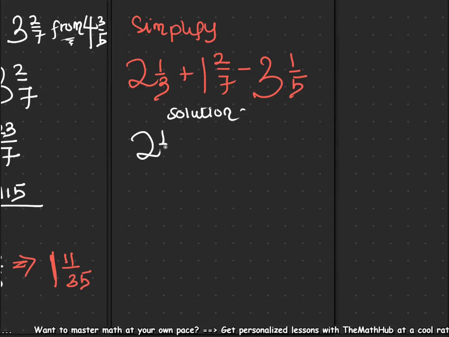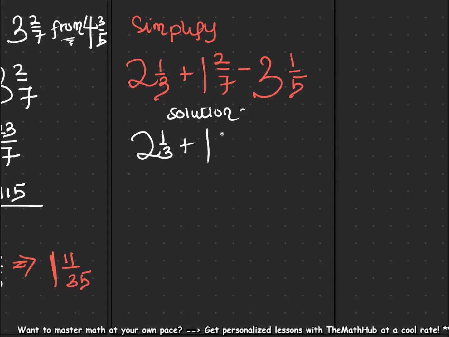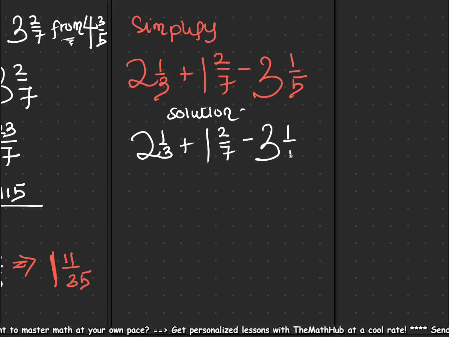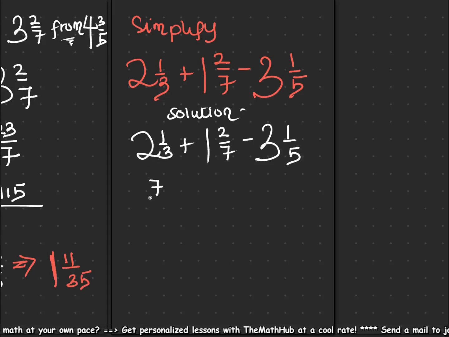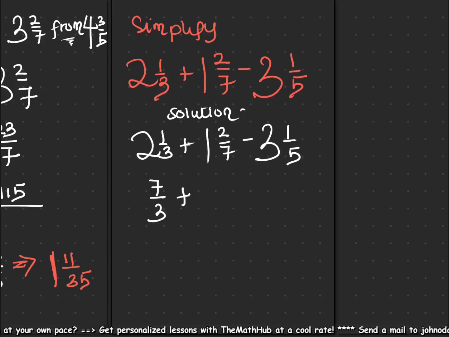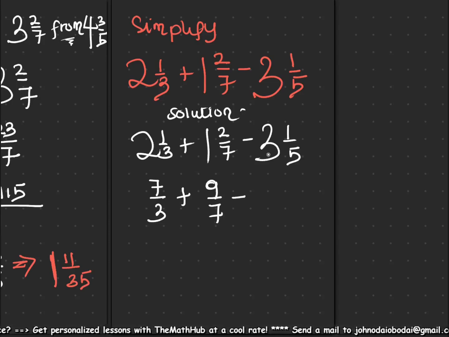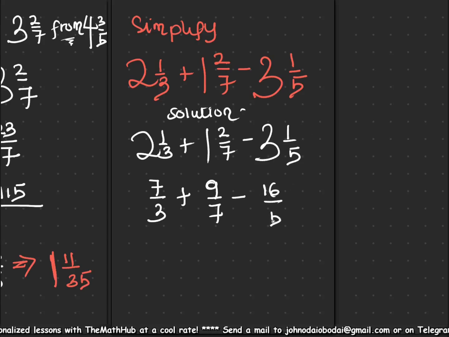So 2 whole number 1 over 3 plus 1 whole number 2 over 7 minus 3 whole number 1 over 5. If you have to change them all, 2 times 3 is 6, 6 plus 1, we have 7 over 3. Then plus 1 times 7 plus 2, that gives us 9, so 9 over 7. Then minus 3 times 5 gives us 15, 15 plus 1, we have 16 over 5.